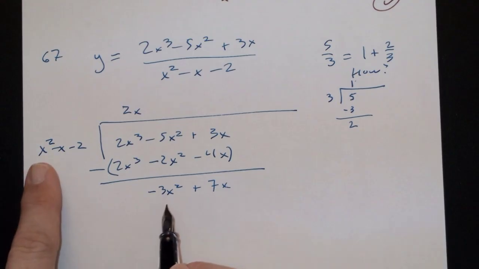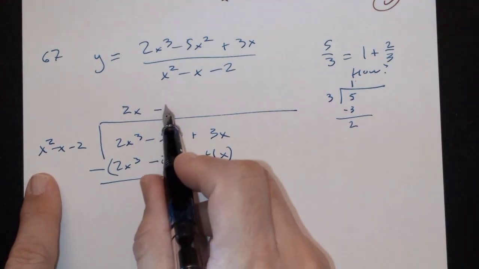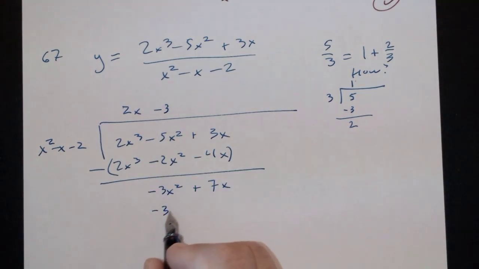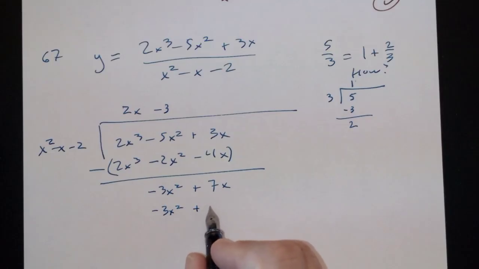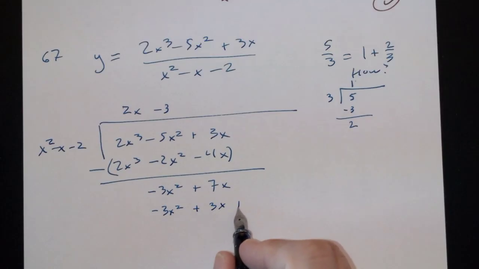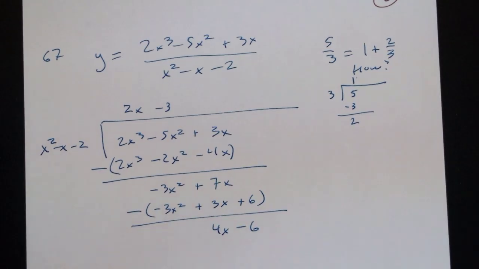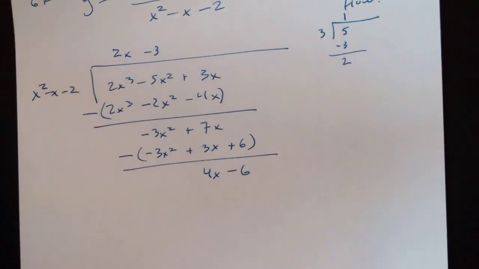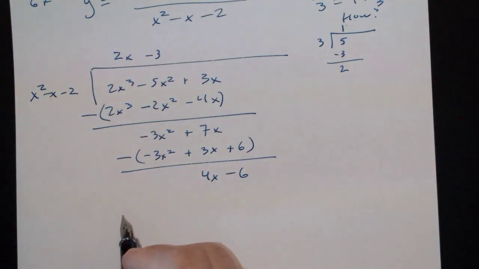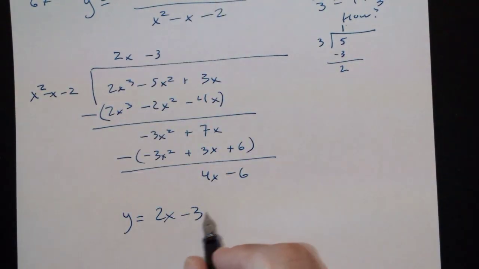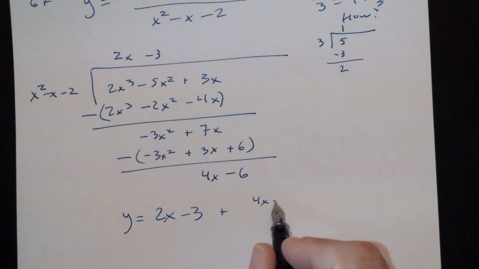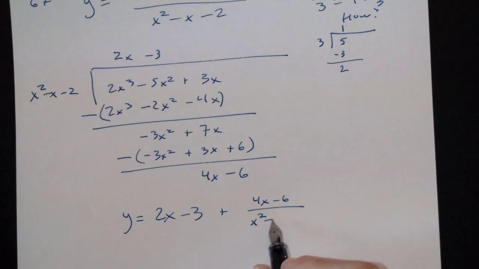These powers are still the same. I can divide again. So what I end up with is a quotient and a remainder. Right?